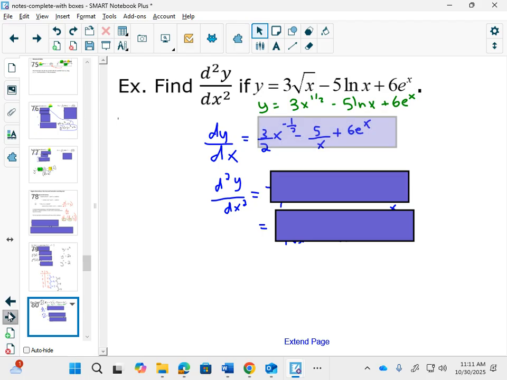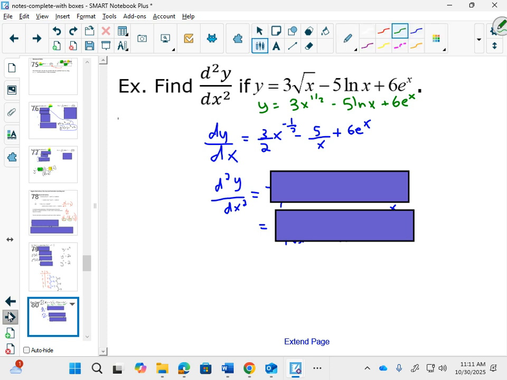Now, I can bring the half in front, subtract 1 from the exponent. The shortcut for natural log is 1 over x, so this becomes negative 5 over x. And the shortcut for e to the x is e to the x. Then, could we do the second derivative?